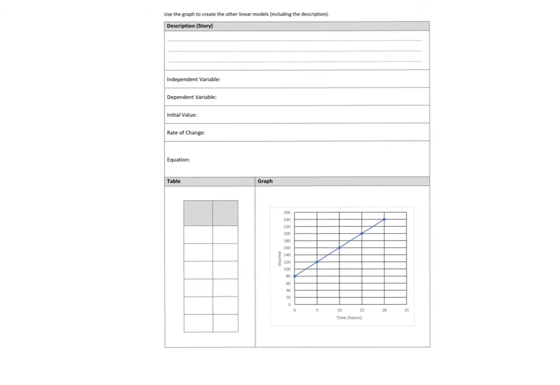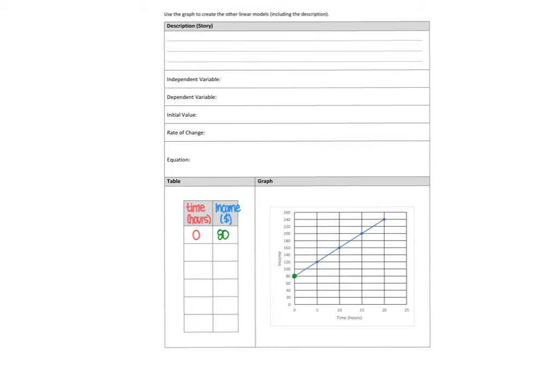In our second example, we are given a graph, but no other information. We'll have to use this graph to construct a table of values. We can read the initial value from the graph as it's where the line starts on the dependent axis at 80, so we can begin with a time of 0 hours and an income of $80.